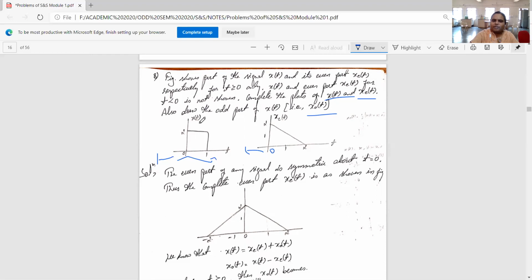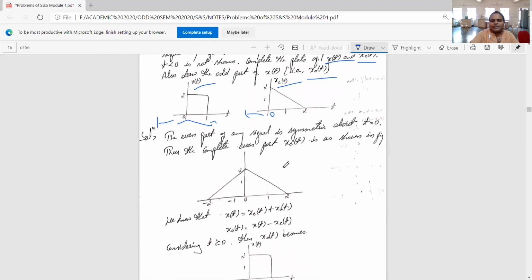Here the x of t signal is given and also the x e of t signal is given. They are telling us that these two are not complete signals. Okay. Then we have to complete both signals, that is x e of t and also x of t, and then we have to find the odd part of the signal. Okay. Next, how to find this?